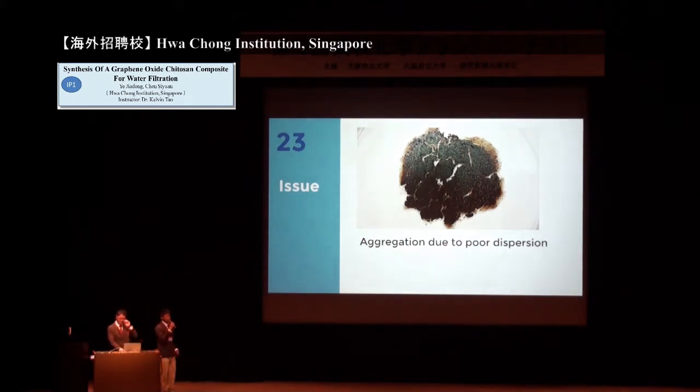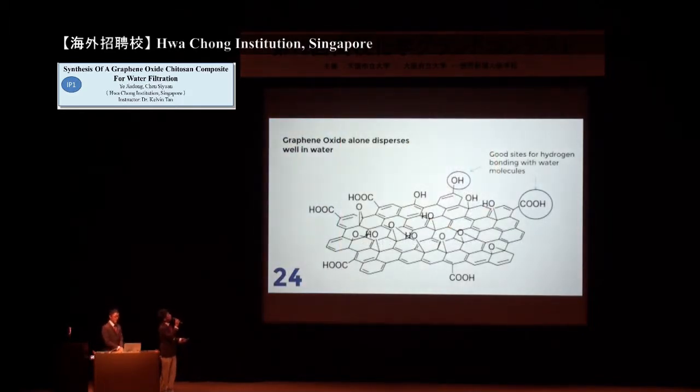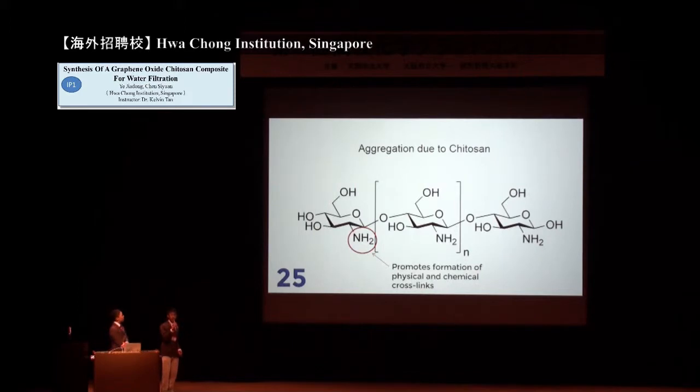So moving on to the issue that we mentioned earlier, there is aggregation across the sample, and we hypothesize that this is due to poor dispersion of our composite in water. After reading some literature, we found that graphene oxide, once dispersed in water, is able to maintain a stable dispersion due to its hydroxyl groups and carboxyl groups. These are good sites for hydrogen bonding with water molecules. We think that the issue lies with chitosan due to the presence of the amine group, which promotes formation of physical and chemical crosslinks due to its ability to be protonated and become partially positive.